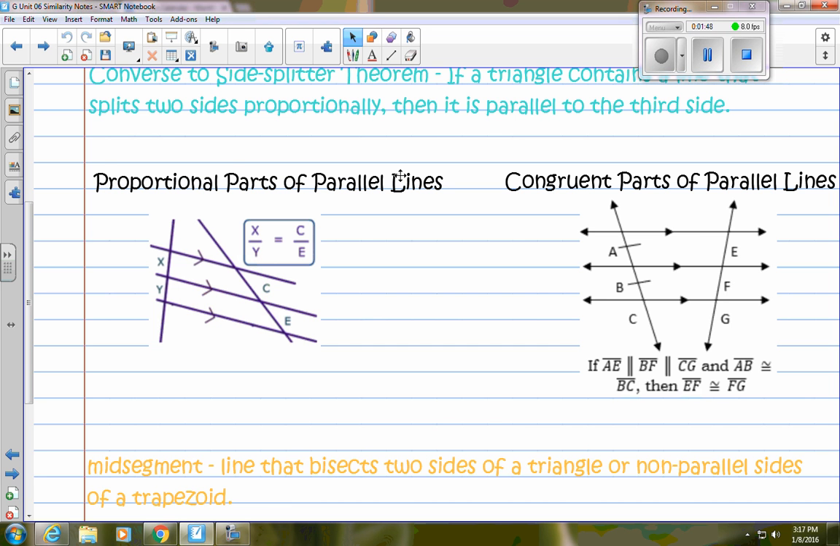And along those same lines, if we have a similar scenario and the two pieces are congruent to each other, then another transversal will also create two congruent pieces. So AB will be congruent to BC, and E would be congruent to F, for example.